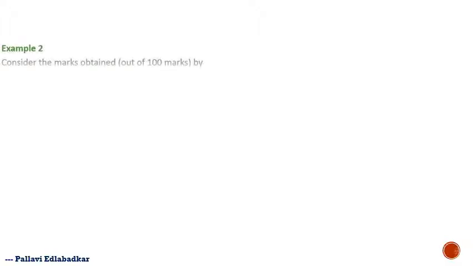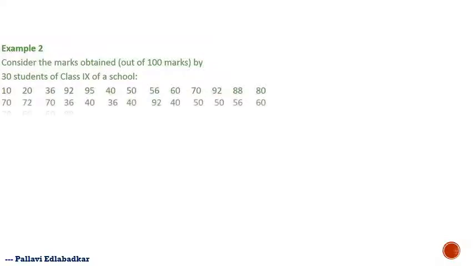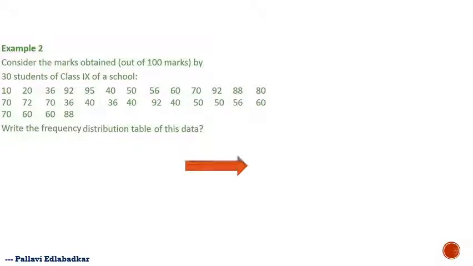Let us consider second example. Consider the marks obtained out of 100 by 30 students of class 9th of a school. Now we can see 30 readings over here. Is it possible to arrange these readings in ascending and descending order? Definitely, it is possible. But imagine how much time consuming it will be.